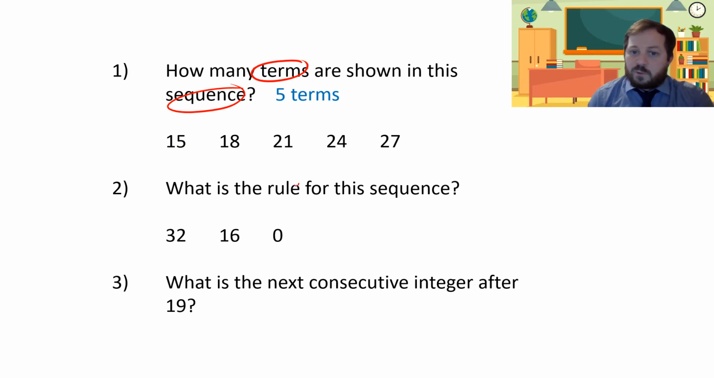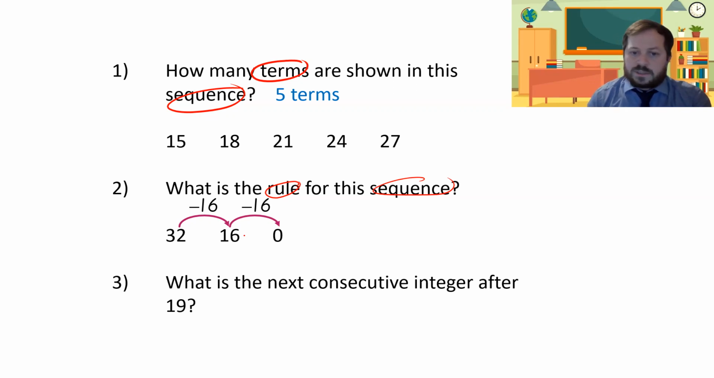Then we talk about a rule for a sequence. So I told you that all the numbers in a sequence are related in some way. So the rule is the way that they're related. So what's the relationship between these 3 terms in our sequence? Well, the relationship is that you're minusing 16 each time. And that would then be the rule. So every single number in that sequence would have to follow that rule.